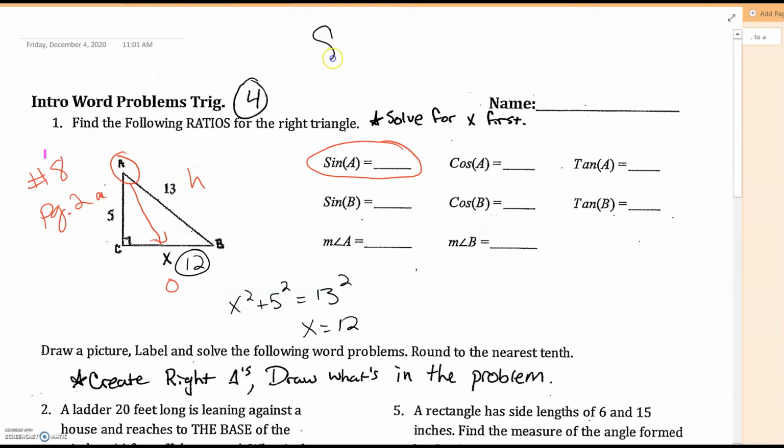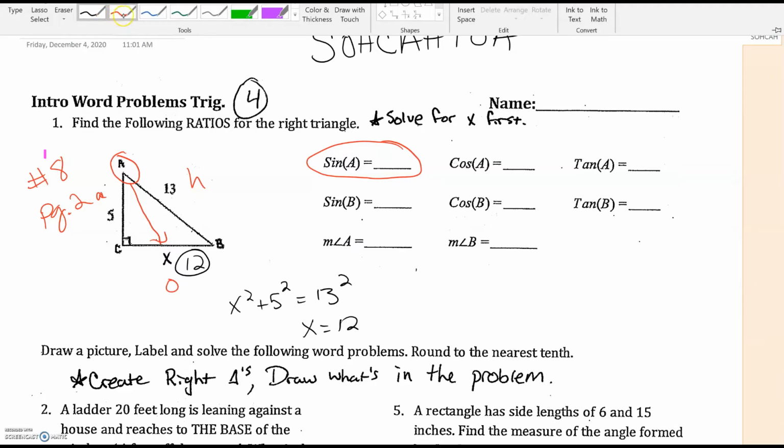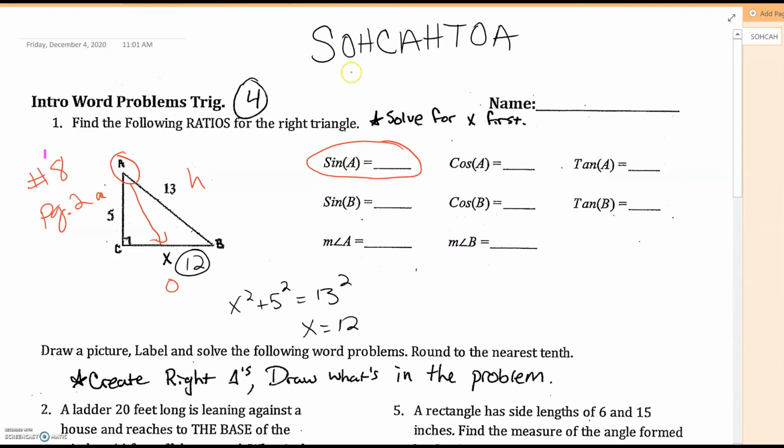So if we use SOHCAHTOA, all right, we can figure out which one we use for sine, cosine, tangent. So sine is opposite over hypotenuse, that would be 12 over 13. Cosine is adjacent over hypotenuse, that would be 5 over 13. Tangent is opposite over adjacent, so that would be 12 over 5.